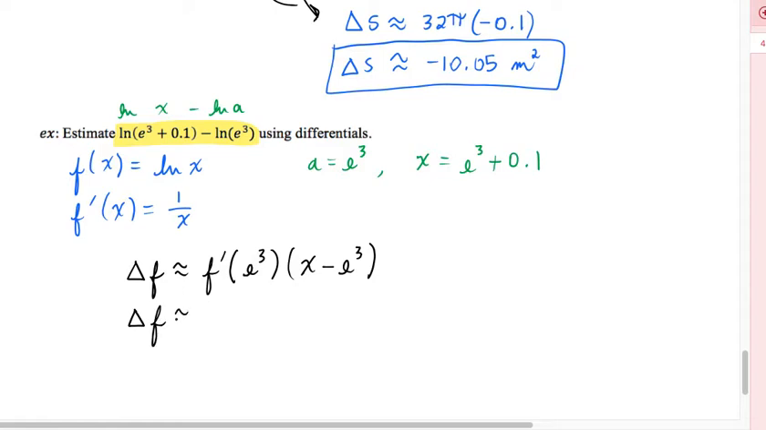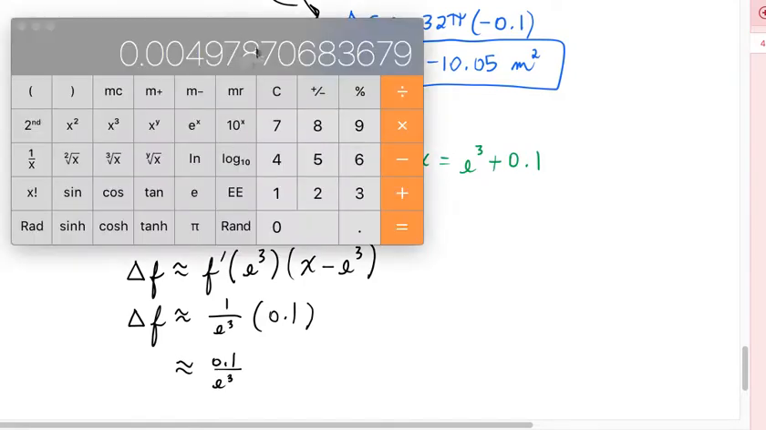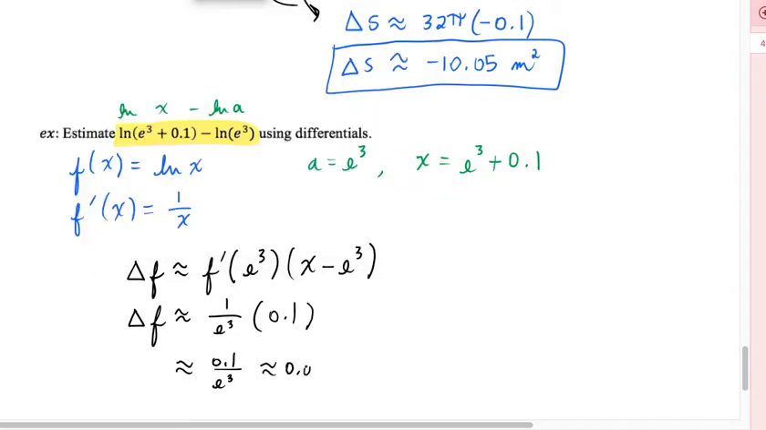So the change in the y value there is roughly equal to f prime of e cubed, which would be 1 over e cubed times 0.1, or 0.1 over e cubed. Let's see what that approximates to. Okay, it looks like I'm getting 0.004978 right there, as the approximate value of that expression based on differentials.